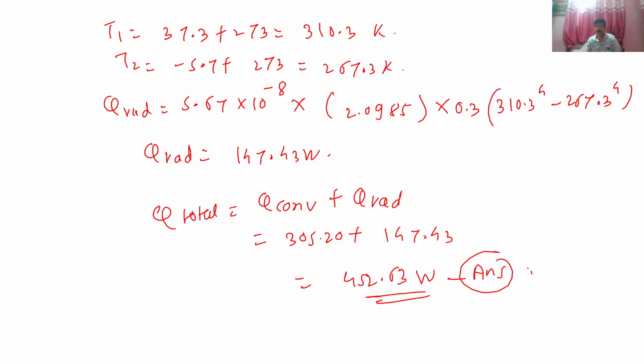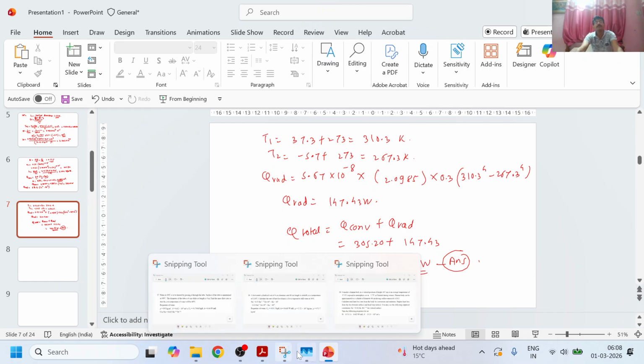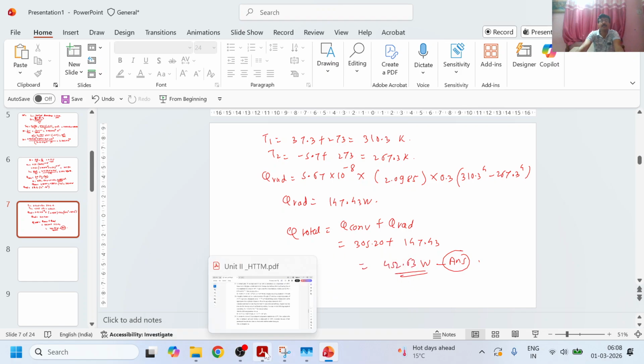Okay, so here is the end of this problem, students. We'll go to the next problem. इस प्रॉब्लम में नया क्या था बच्चों? Emissivity is mentioned, so we need to calculate the Q radiation also, and we have to add it to Q convection to get Q total, heat transferred from the body to the surrounding. That was the new thing in this case.